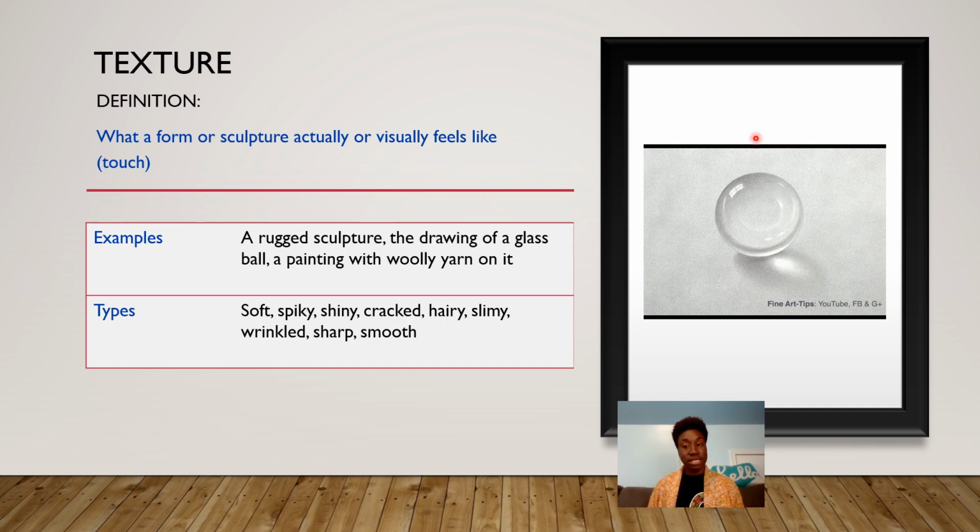Here in this piece here, you can see that it might feel smooth if you were able to touch it, but this is a painting, this is a drawing. So it looks like it would be very smooth and sleek, and it looks like it's a glass ball. So there are different types of texture. There's soft, spiky, shiny, cracked, hairy, slimy, wrinkled, sharp, smooth, all types of adjectives. And we'll look at some examples.